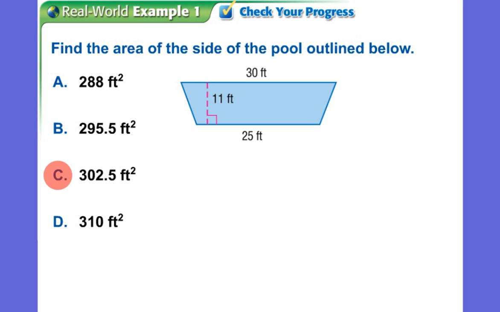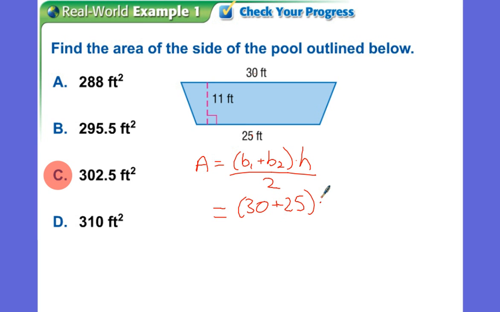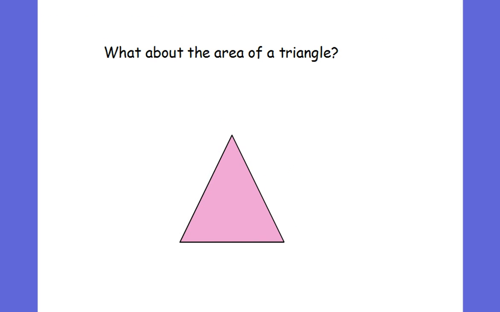So if we look at our formula and we write it out, base 1 plus base 2 times the height, all divided by 2. You'll see with this, it's pretty simple because they give you everything that you need. Here are your bases, base 1 and base 2. So we add those together, just filling that in there. So 30 plus 25 times your height, which they give you, is 11, all divided by 2. That simple.